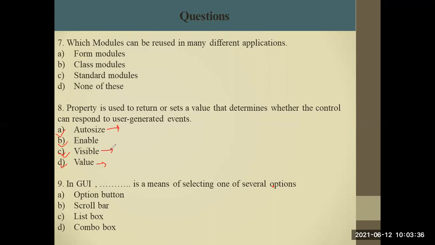The correct answer here is enable. The enable property determines whether the user can respond to the user generated event or not. If the enable property is true, the user can access it, and if the enable property is false, the user cannot access that particular content. Fine, is it clear? Any doubt you can ask me.